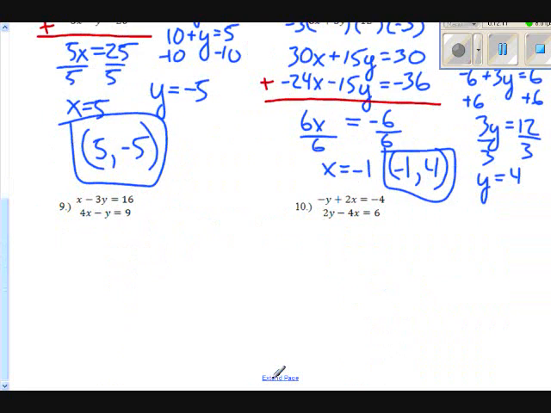For the next one, again, solving by elimination. If I look at this next one, again, I need to get additive inverses. So I can either use the x values or the y values. I'm probably going to use the x values here just because they showed up first.